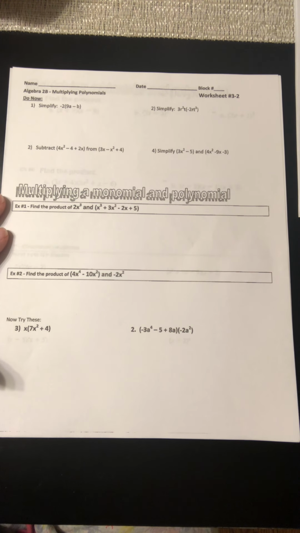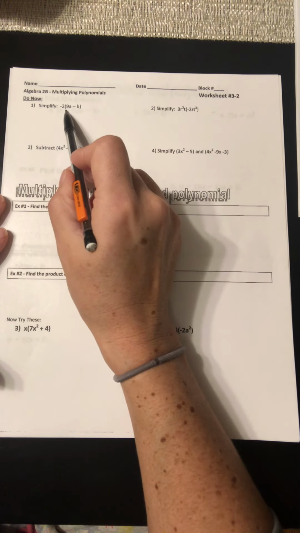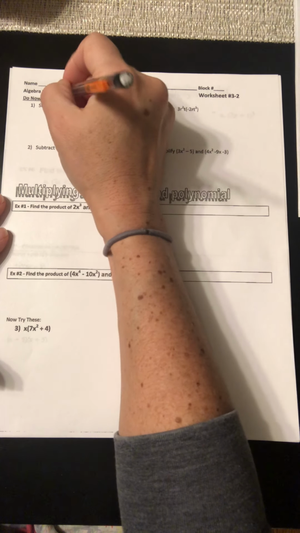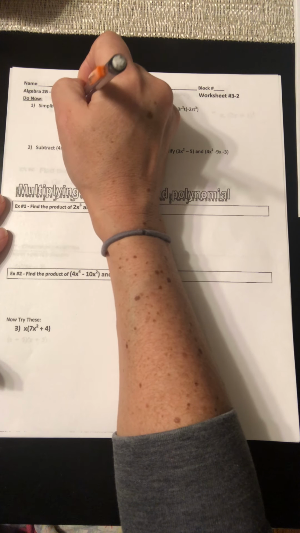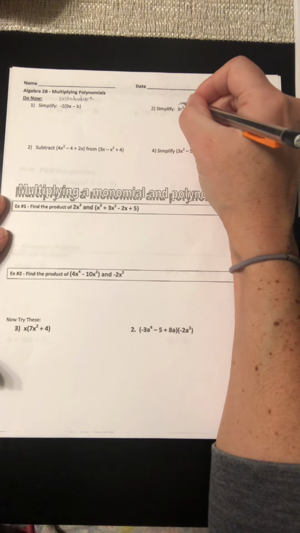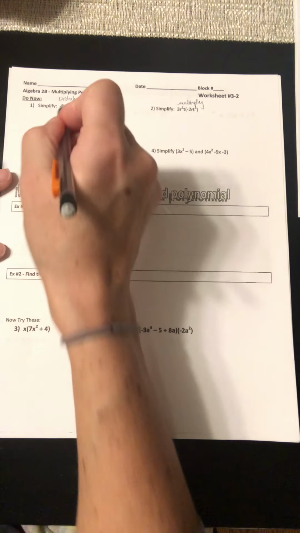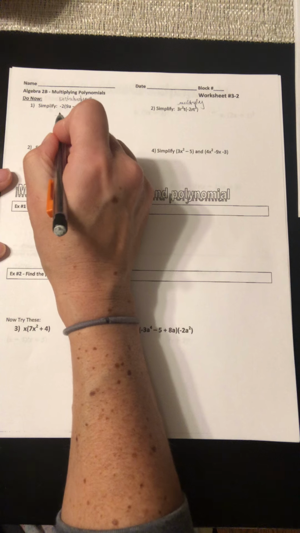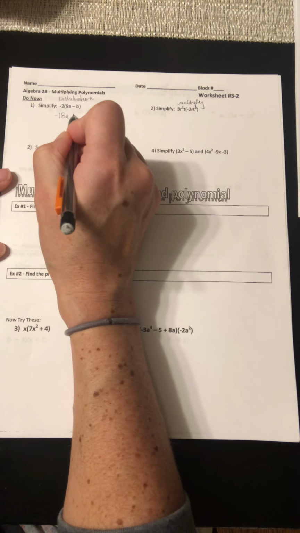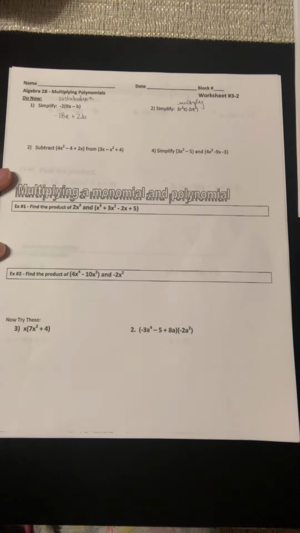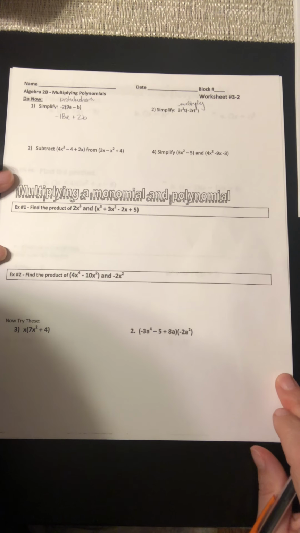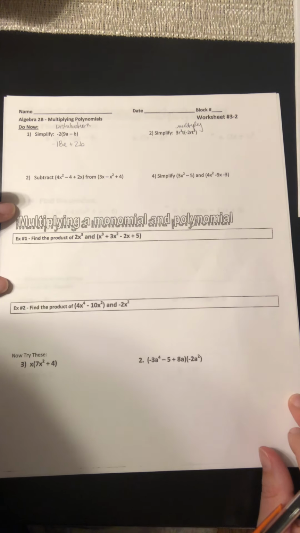So if you take a look at the do now, okay, these two, hopefully you recognize this is distribution, okay? And this guy, we're just going to multiply these two, okay? So if you take a look here, you are going to distribute the -2, so it should be negative 18a plus 2b, okay? So you're multiplying everything by that value of -2.